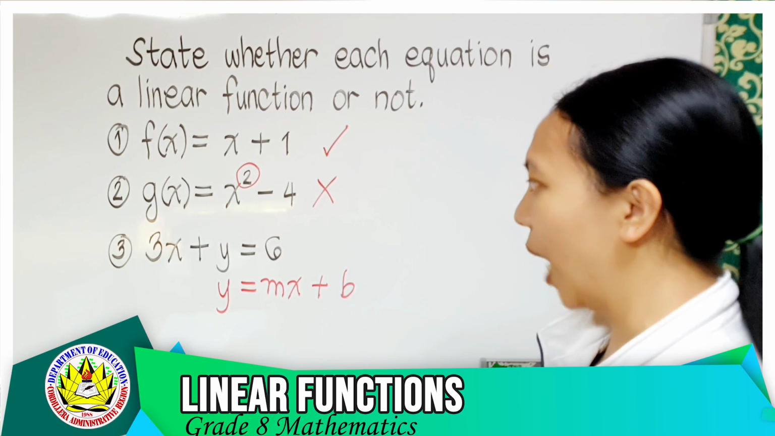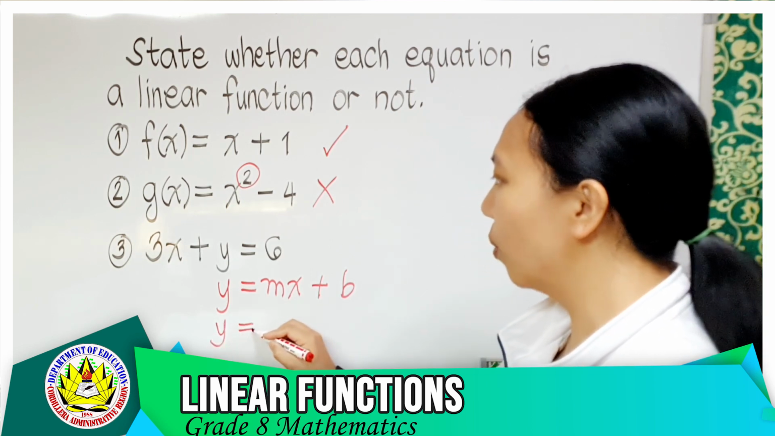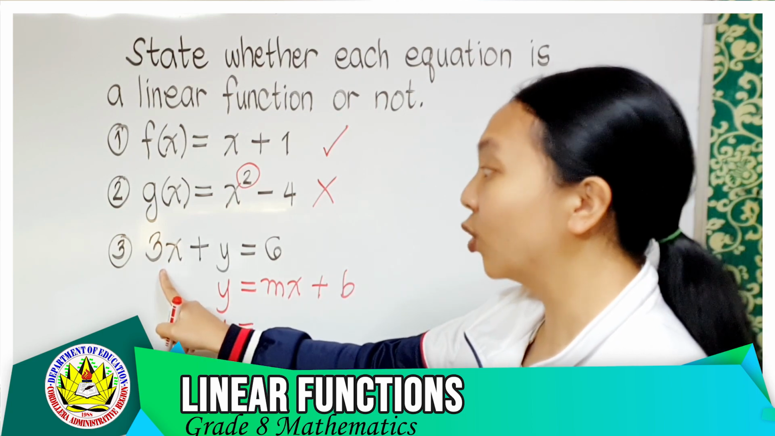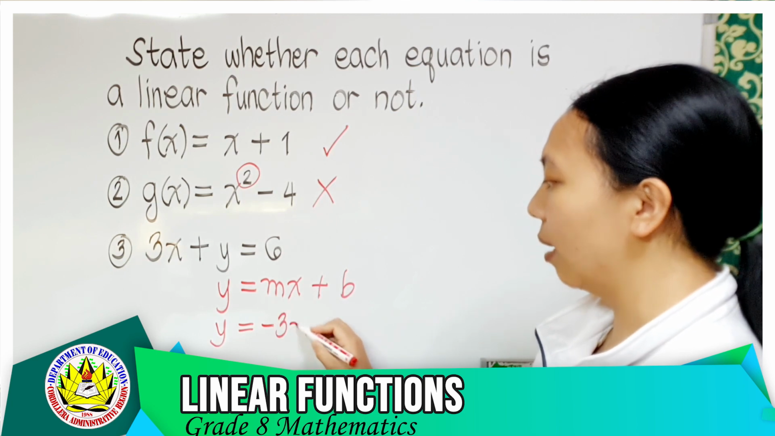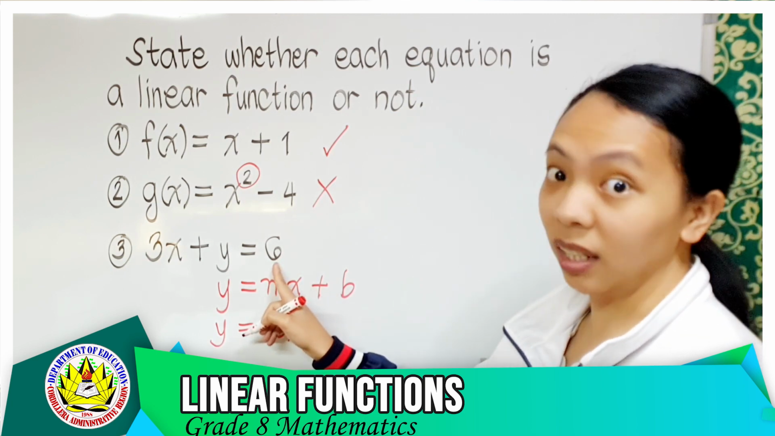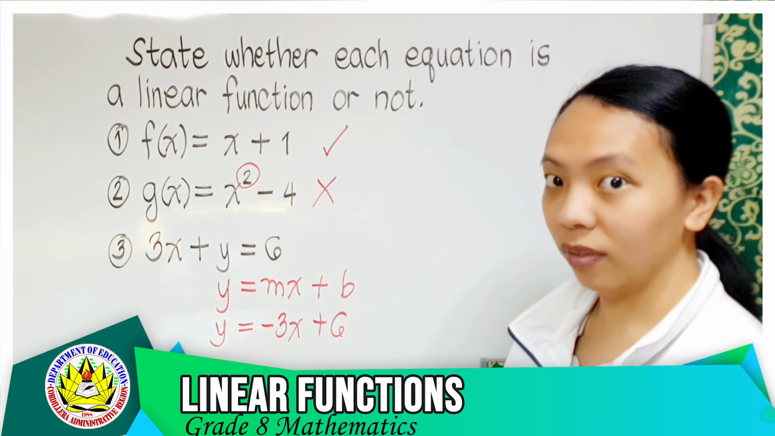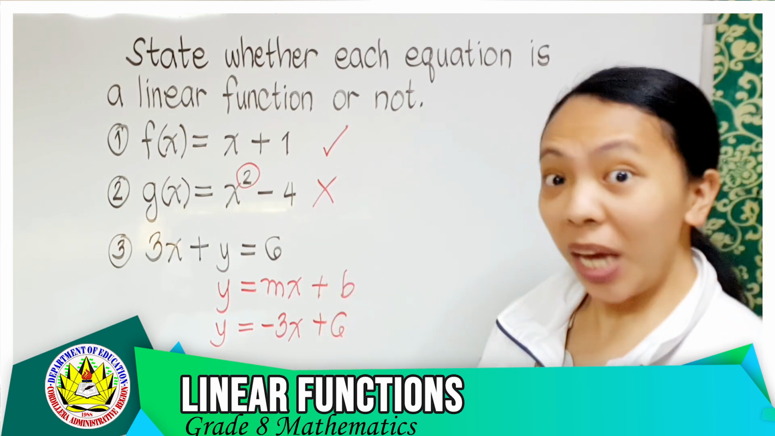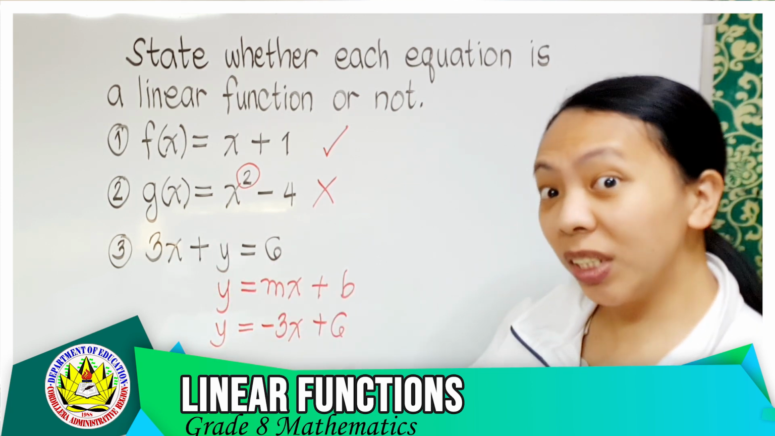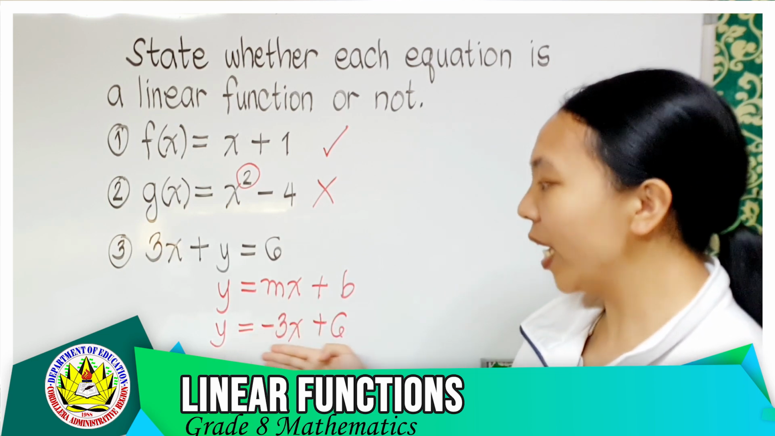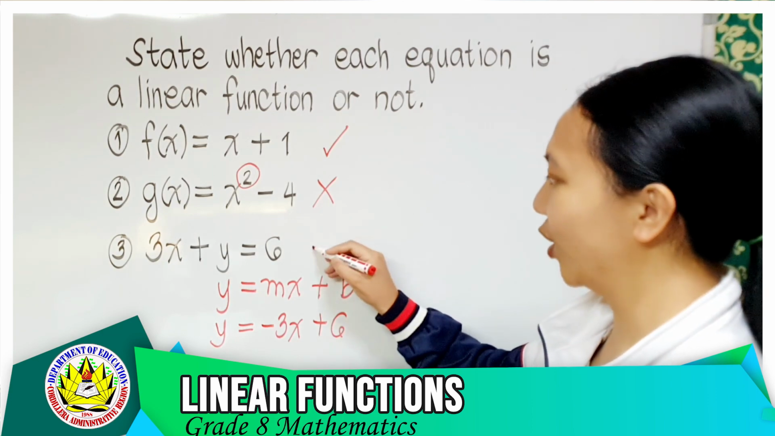So if we do that, we shall be having y is equal to 3x will be transposed from positive, therefore it will become negative. 6 is not transposed, therefore it remains positive. In doing so, we have proven that 3x plus y is equal to 6, which is transformed into y equals negative 3x plus 6, is a linear function.